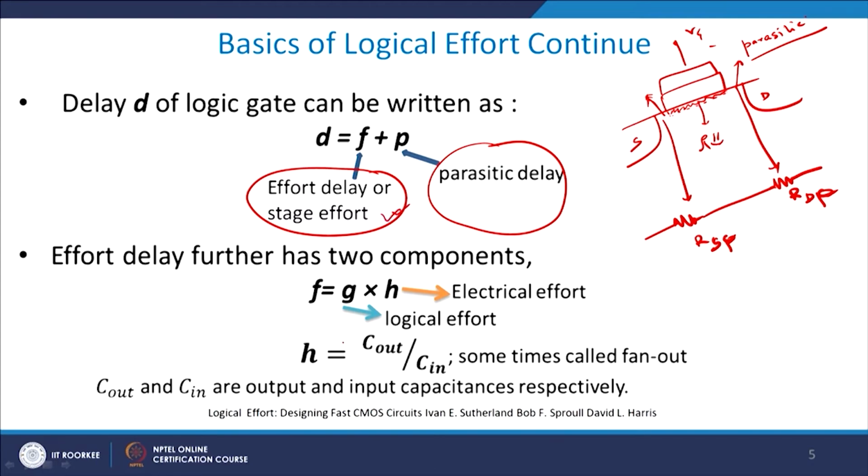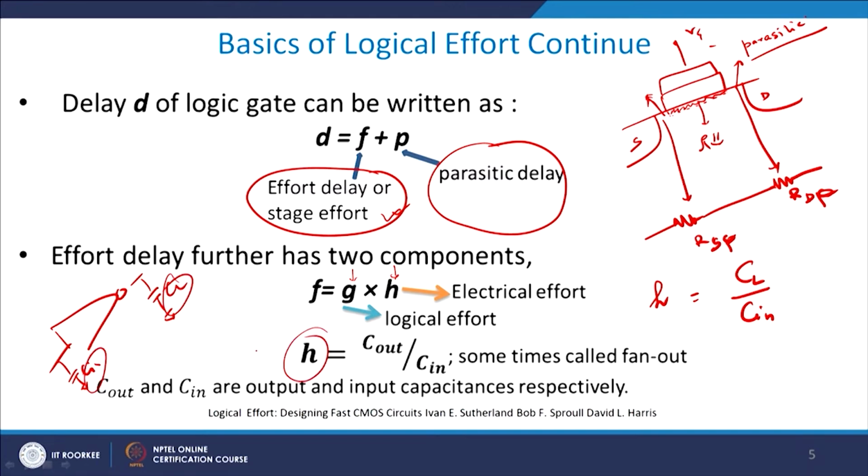effort which is there. This stage effort has got two components, one is known as logical effort, another is known as electrical effort. Electrical effort is the easiest one, H, and it is given as CL or C out by C in. So, let us suppose I have a buffer, or let me say a simple inverter, and if my output load capacitance is CL and my input load capacitance is C in, then CL by C in is effectively my H. This H is also sometimes referred to as fan out.